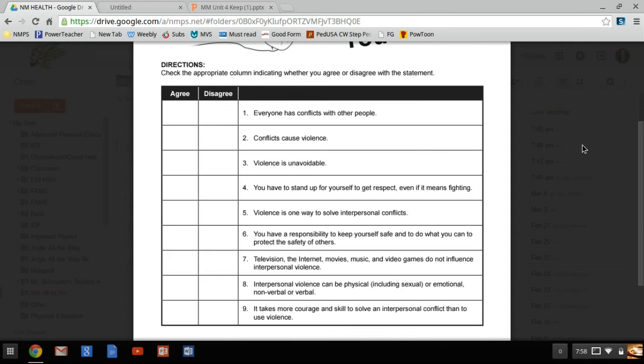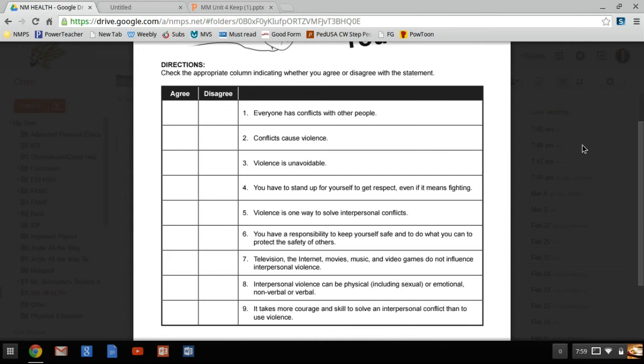Number 3, violence is unavoidable. So when we look at this, it seems as though it is. We hear about it all around us: news, sports, TV shows, movies, video games, the internet, fights in the halls, and so on. However, we do have choices about what we want to watch on television and the movies, who we associate with, and what we do when we have a conflict with someone. Perhaps we can prevent more violence than we think. So it's not unavoidable. We make the decision to use those aggressive acts.